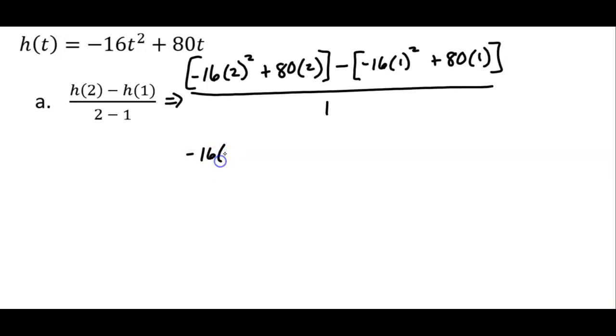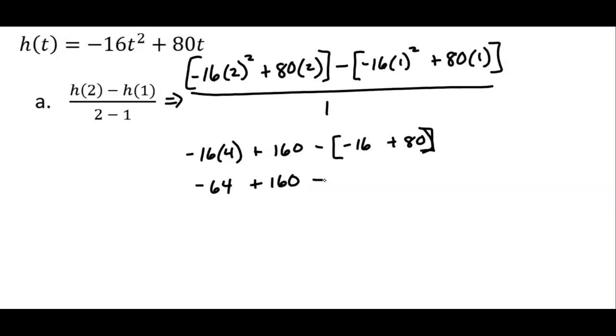So we have negative 16 times 4. That's the 2 squared. And then minus, I still have to be careful when I'm doing the subtracting, but this is going to be negative 16, times 1, plus 80. I don't need the 1 in the denominator anymore, so it's just a numerator thing now. Negative 64 plus 160. I can go ahead and combine in those brackets. I can make them parentheses. So now I've got a negative 64 plus 160 minus another 64.